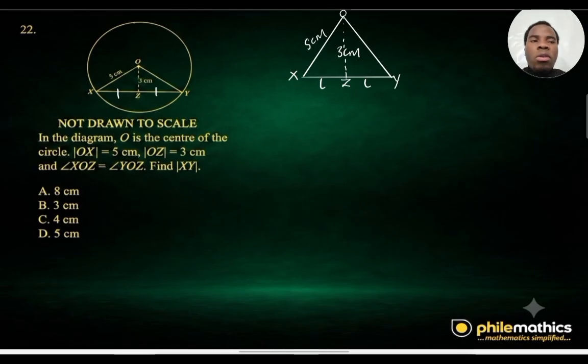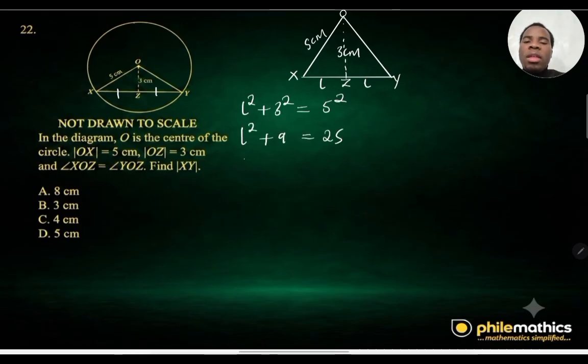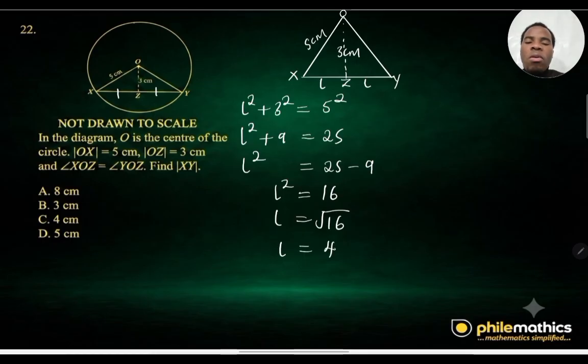But for the benefit of those who don't know what I'm talking about, Pythagoras theorem says L square plus 3 square should give me the hypotenuse square. L square plus 9 equals 25. L square equals 25 minus 9. L square is 16. Take square root of both sides. We have that L is 4.